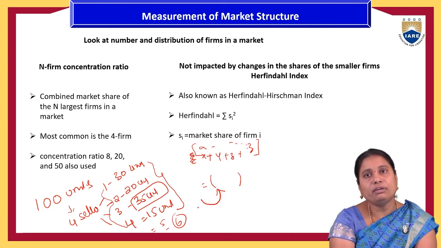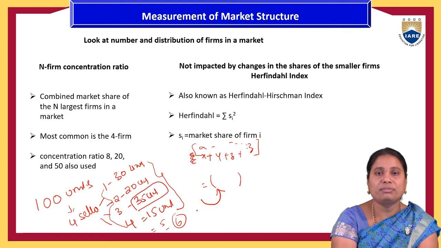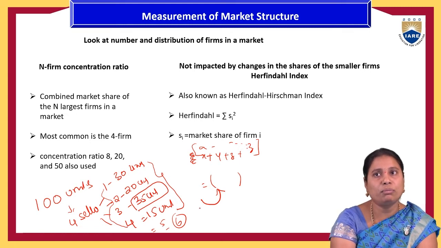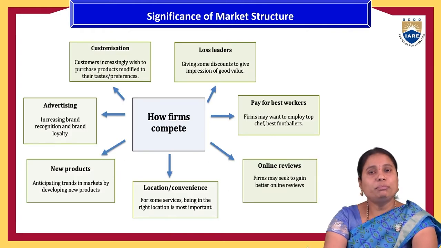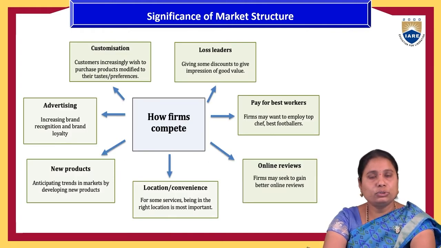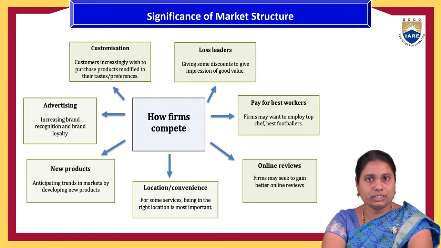So the measurement of the market share can be calculated either in the N form or in the H form. So these are the two methods of identifying the market structure measurements. Where this knowledge of the market structure is used is called the significance of the market structure.